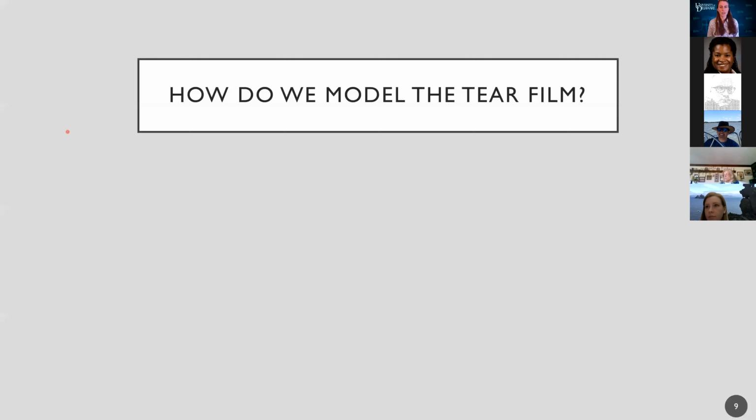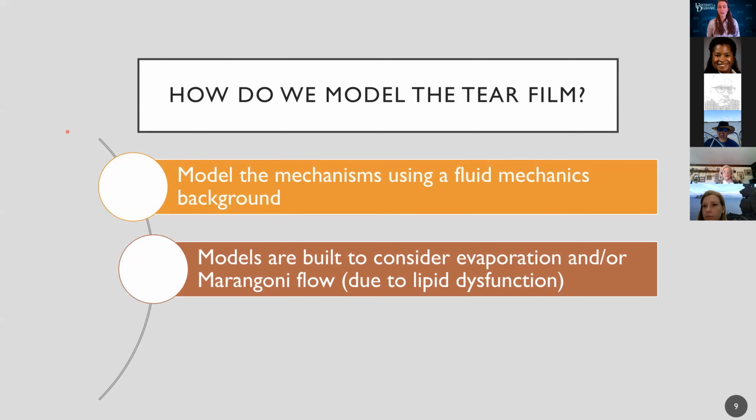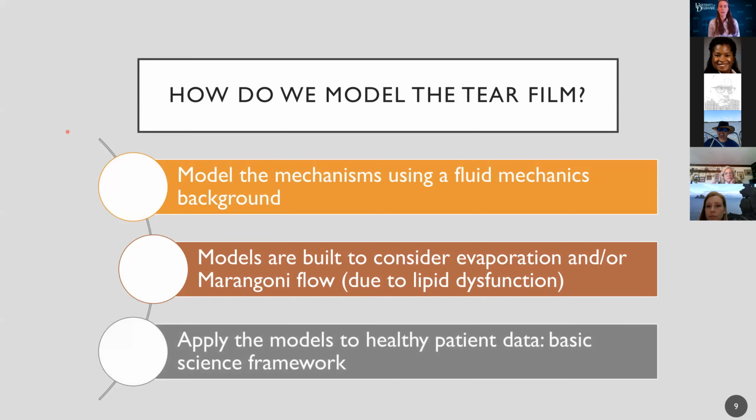Okay. So to model tear film, the model itself is built on a fluid mechanics background, and it considers both evaporation and the Marangoni flow either separately or in combination. We are currently applying the models to healthy patient data, people who do not have dry eye syndrome, and this is in a basic science framework. And so if we understand what's going on for healthy patients, that might give us a baseline to then compare to people with dry eye syndrome.